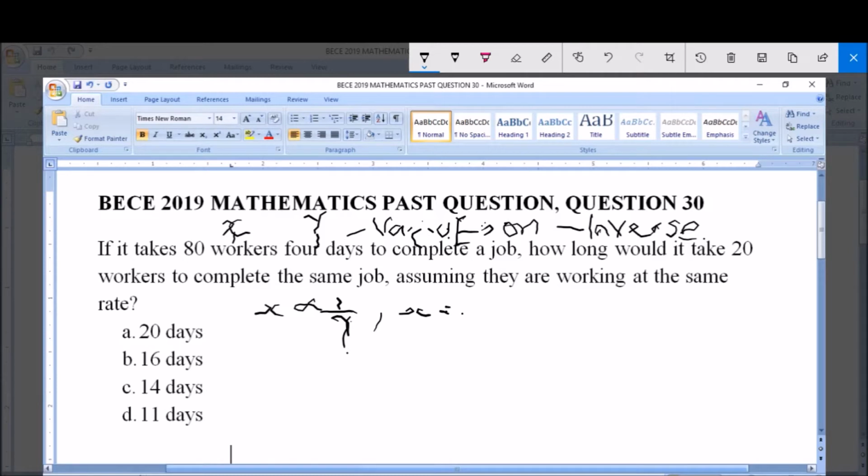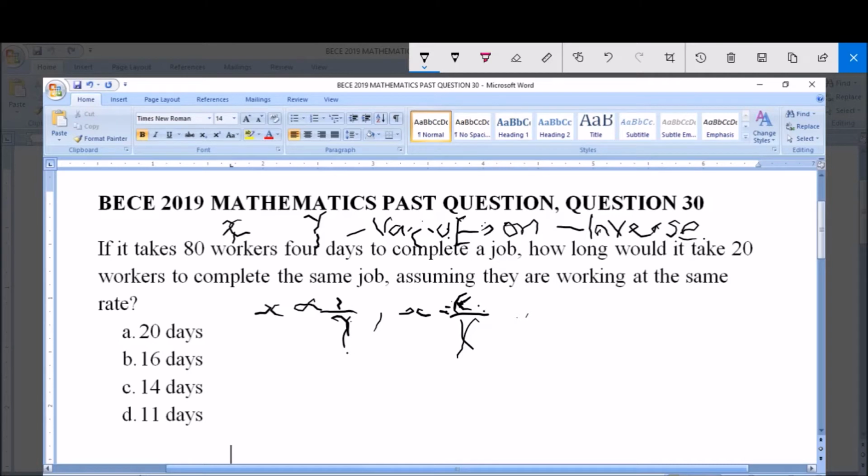We introduce our constant, because they say assuming they are working at the same rate, which means the same constant. So let's take our constant to be k. So we have that x is equal to k all over y. Now remember, x here represents the number of workers, and y here represents the number of days taken.